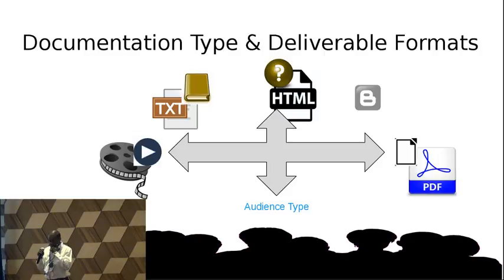Assuming that I don't have the time to look for information in a linear way. Linear way here is going through a guide, a printed guide, or even a PDF file. Maybe sometimes it's a bit hard. So HTML files, smaller topics, make it easy for you to search the information as well. So that's about the documentation type and deliverable formats.